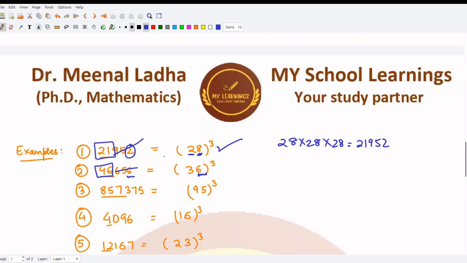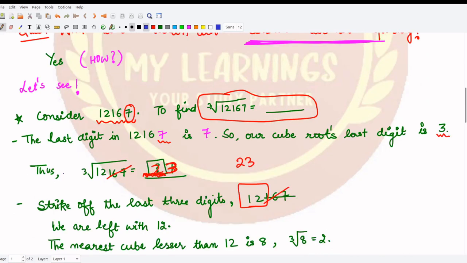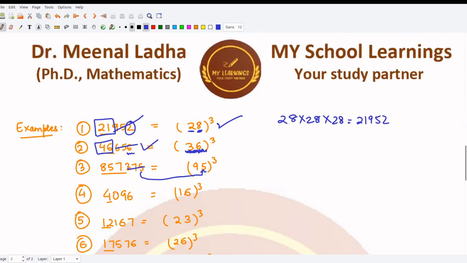So your answer is 36, and you can check 36 cube is what? This is the same number, right? Similarly, if you have 5 here, we have to write the same digit here, 5. We can strike off the last 3 digits. Then 857, go back to your table. 857, the smaller number than 857 is 729, which is the cube of 9. So we take 9 as our digit. So let's put it here. The answer is 95, correct?